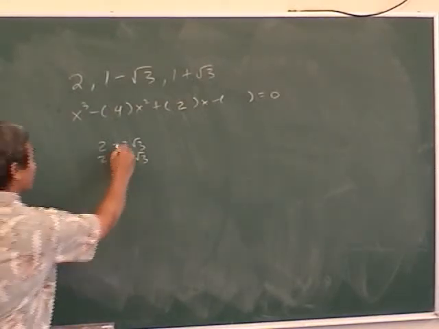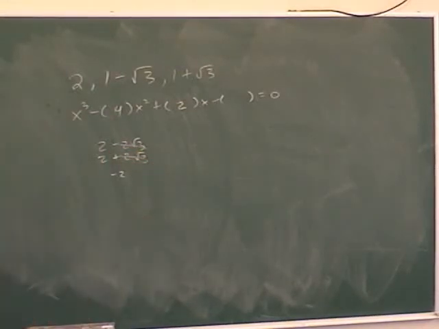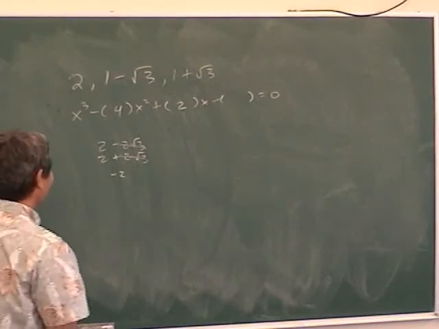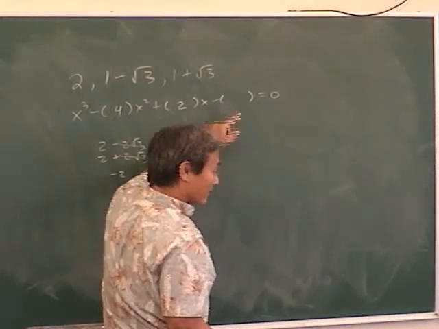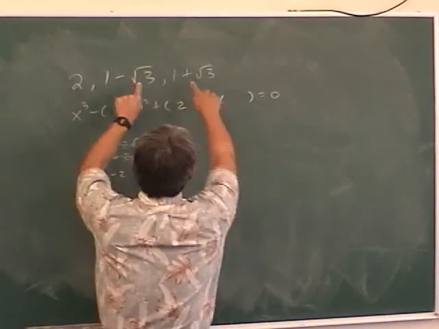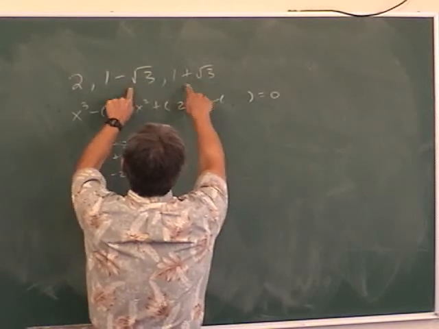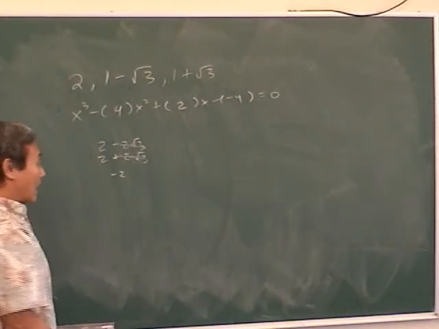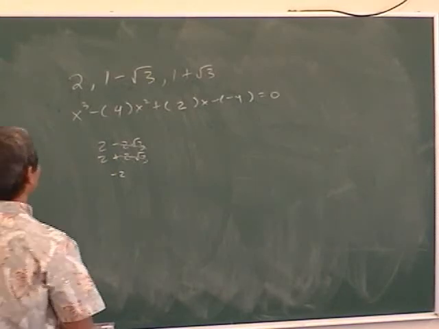See how the radical 3s cancel out? Will they always cancel out? Yes! How else are you going to get integer coefficients? And then what goes in this last box over here? The product of the roots. This times this times this. Well, we already know these two have multiplied to negative 2. So negative 2 times 2 is negative 4. Boom, there's your answer.